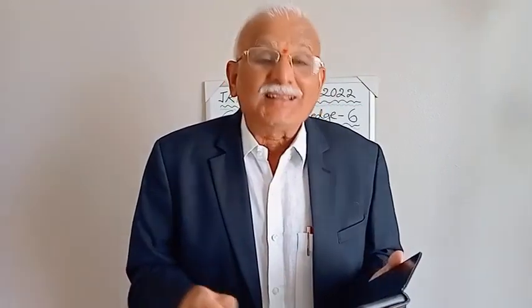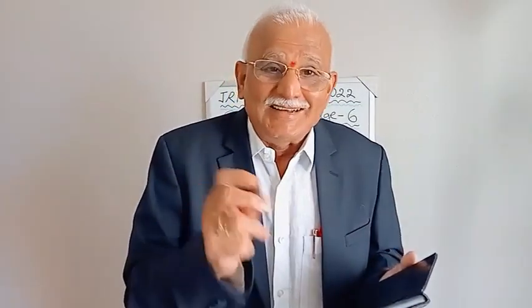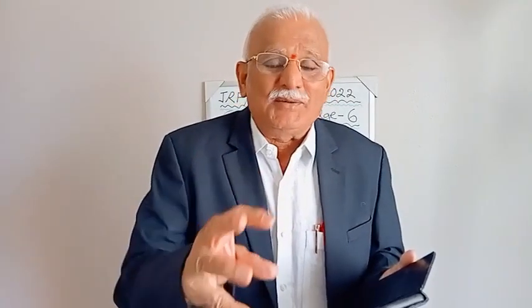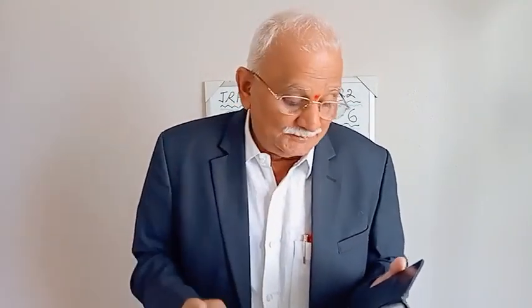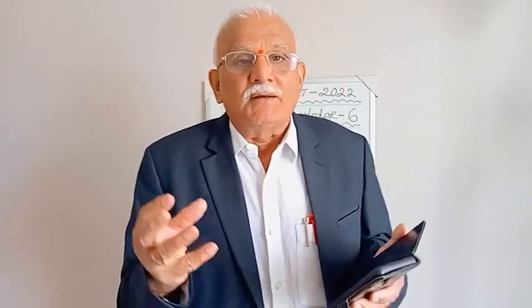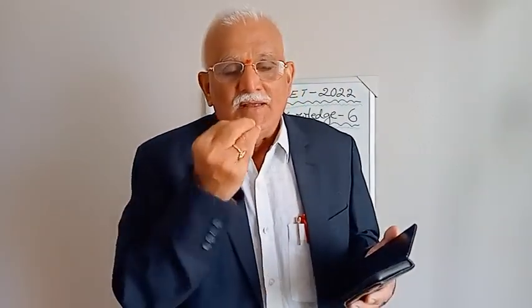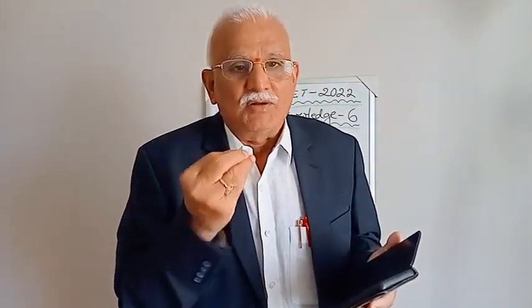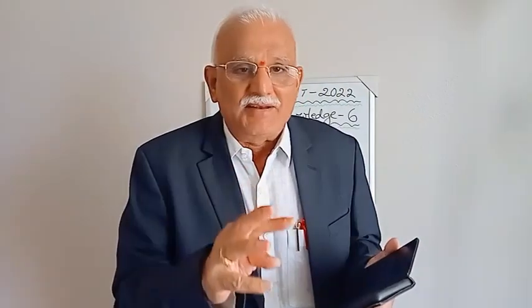Grains used for further multiplication are called seed. Among the agroclimatic zones of Andhra Pradesh, which zone is popularly called the bowl of Annapurna, the bowl of agriculture? The bowl of agriculture is the Krishna Godavari zone.